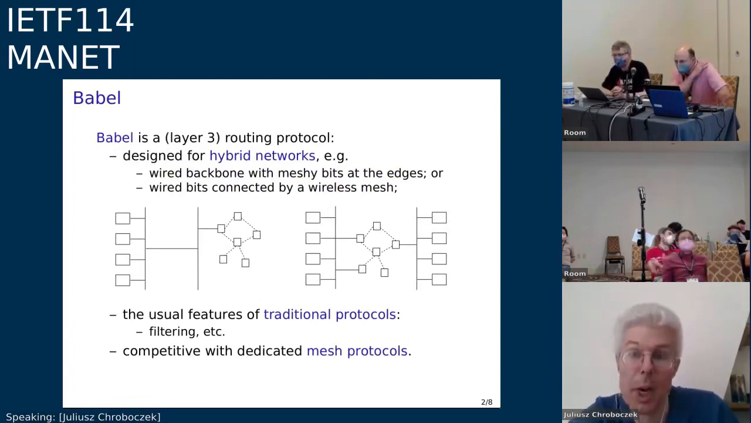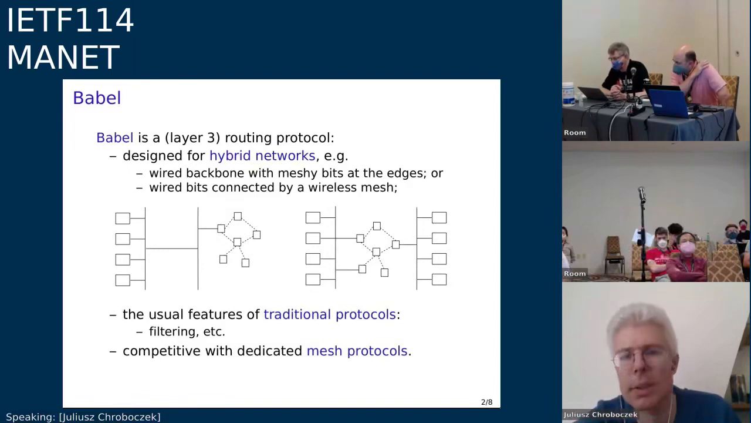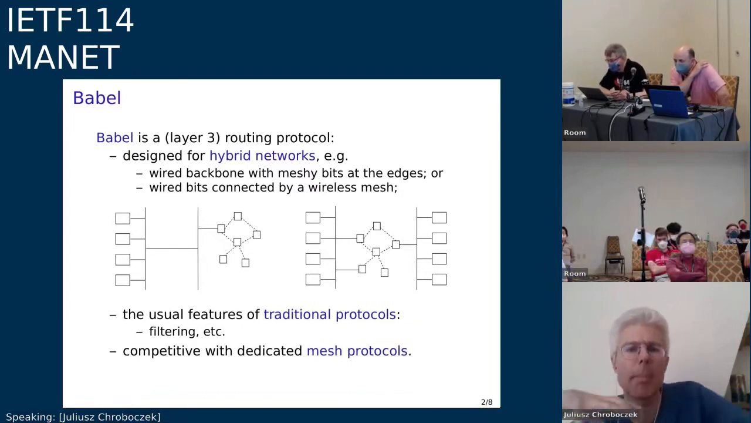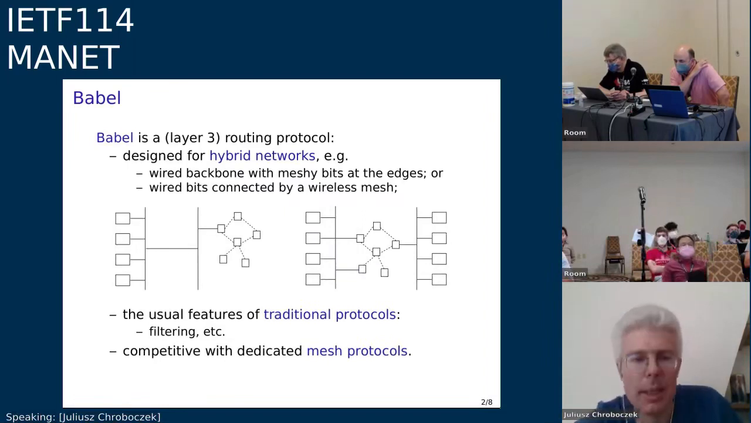So most of you hopefully have heard about Babel. For those who haven't, Babel is a traditional routing protocol, which originally was designed for hybrid or heterogeneous networks. I was seeing at the time people struggling with putting mesh networking protocols on networks that were mostly wired, so they had a wired backbone with some meshy bits at the edges. And that did not necessarily work very well when most of the network was traditionally structured. So I tried to design a protocol that is a traditional routing protocol but that happens to deal well with meshes. Next, please.